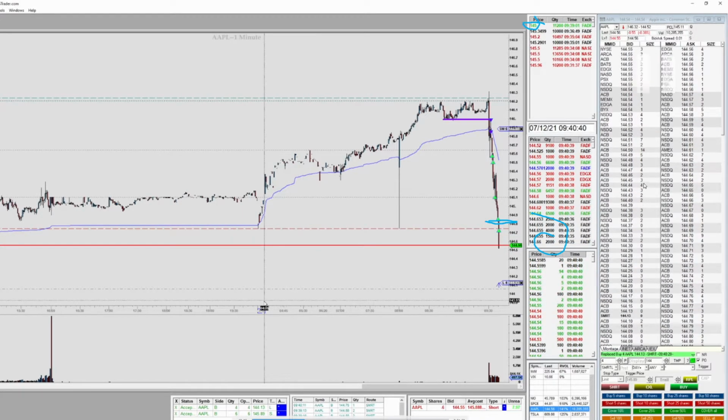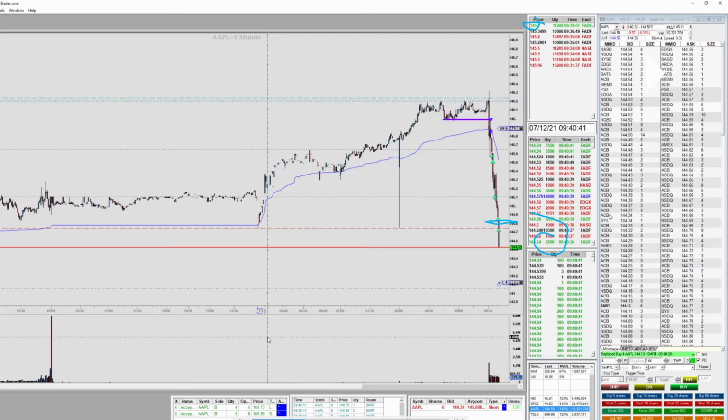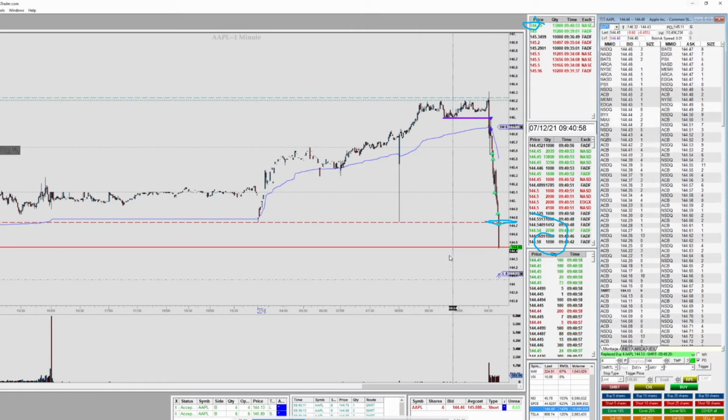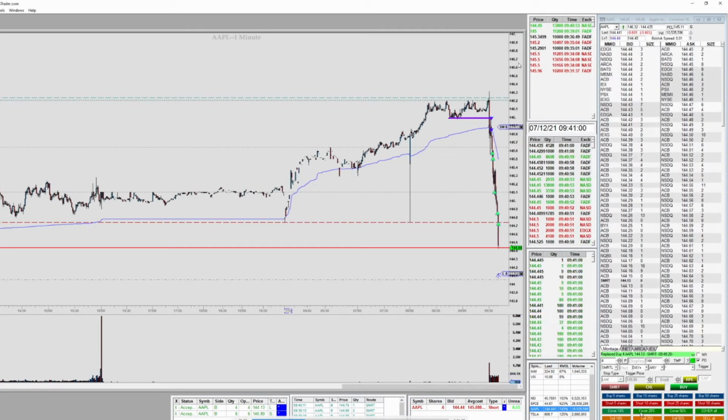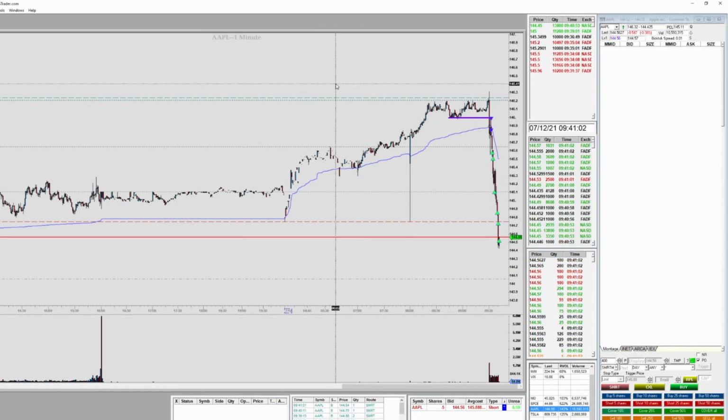If you see here, price goes all the way down to 144.50. No big orders here, but still it's following its trend. And then we just finally got another big order here at 144.45, which was right here. And then price gets above. So as of right now, this is support. So I partial, and then I'm looking to see what's going to happen as it goes up.